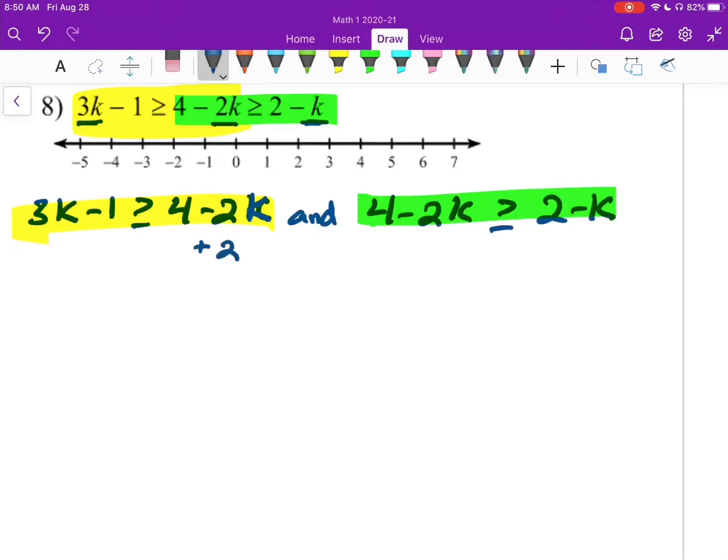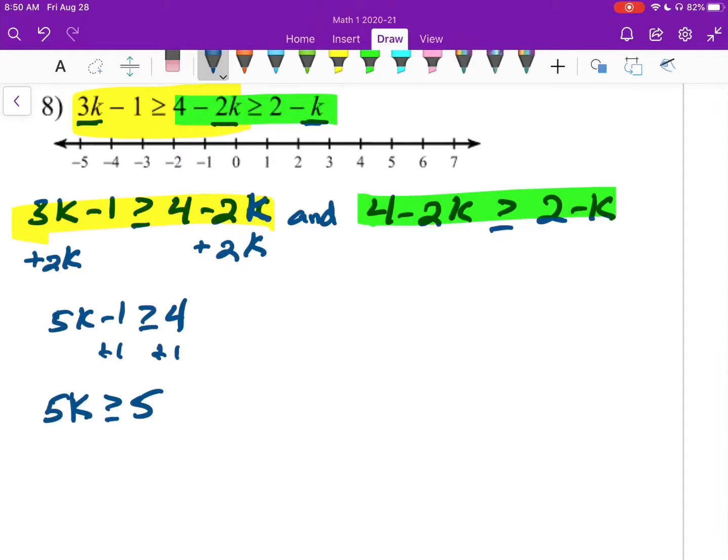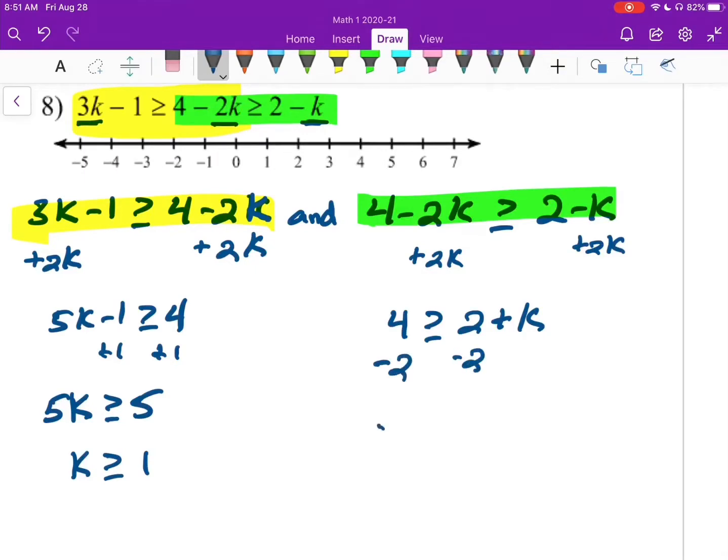I'm going to add 2k to both sides on this one. So I'm going to have 5k minus 1 is greater than or equal to 4. I'll add 1 to both sides, and I get 5k is greater than or equal to 5. Divide by 5 on both sides, and k is greater than or equal to 1. On the right side, I will add 2k to both sides. So I get 4 is greater than or equal to 2 plus k. Subtract my 2 from both sides, and I get 2 is greater than or equal to k.